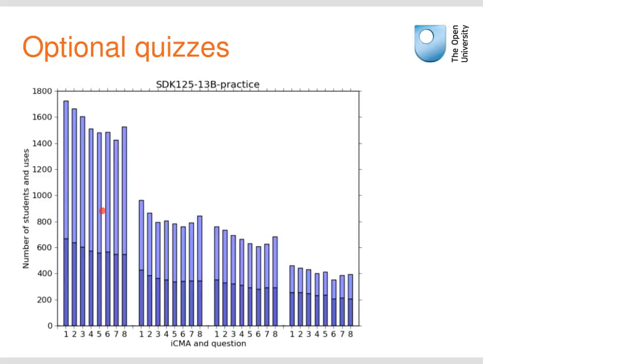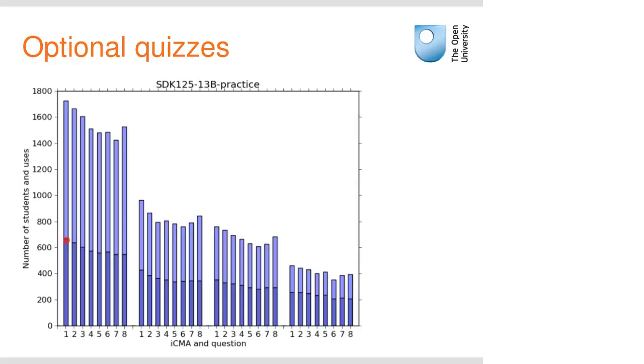The next one's really not surprising, I would say. What this graph shows is an optional quiz. Well, it's a module with 4 optional quizzes, and you can see the quizzes all have 8 questions. In this quiz, students are allowed to make multiple attempts. The dark blue at the bottom is the number of different students who made at least one attempt at that question. And then the bit sticking up to the top is what happens when you also count students who attempted the question more than once.